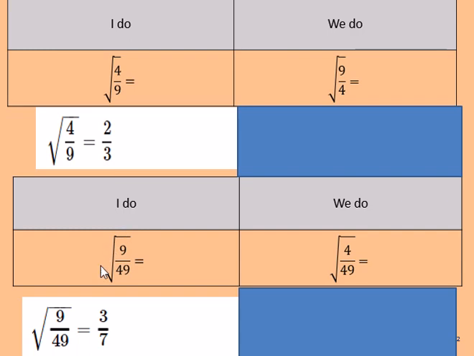For the bottom one, square root of 9 over 49, or 9/49. Square root of 9 is 3, so 3 goes on the top. Square root of 49 is 7, so 7 goes on the bottom. So our answer is 3 over 7. Please pause the video here, copy down both I do's and the solutions, and then work through the we do's independently.